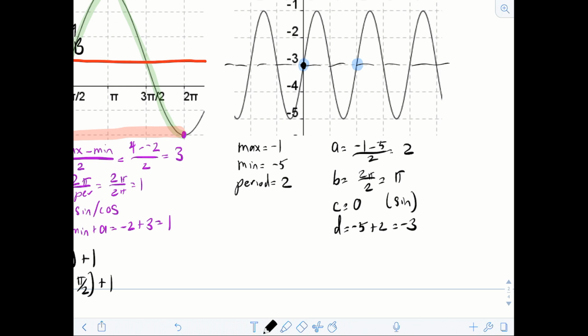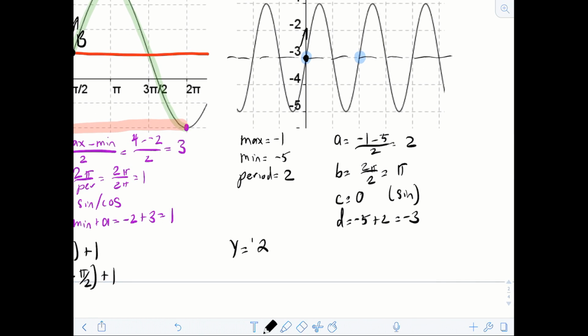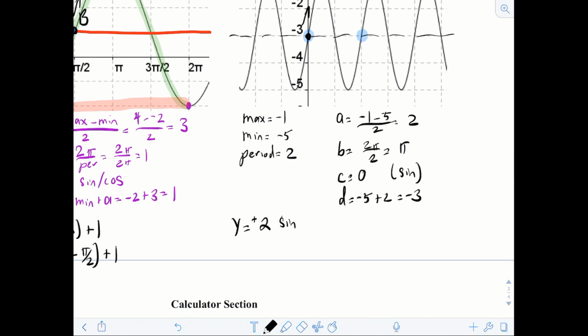That's exactly where the sine is going to start. So I'm going to write this as y is equal to my a value, 2. And since it's going up, I can write a positive sine. So 2 sine, parentheses. Since my b value is pi, I'm going to write this as pi x. There's no c value, so I don't need to do plus or minus 0. And then -3. And that would be my equation.